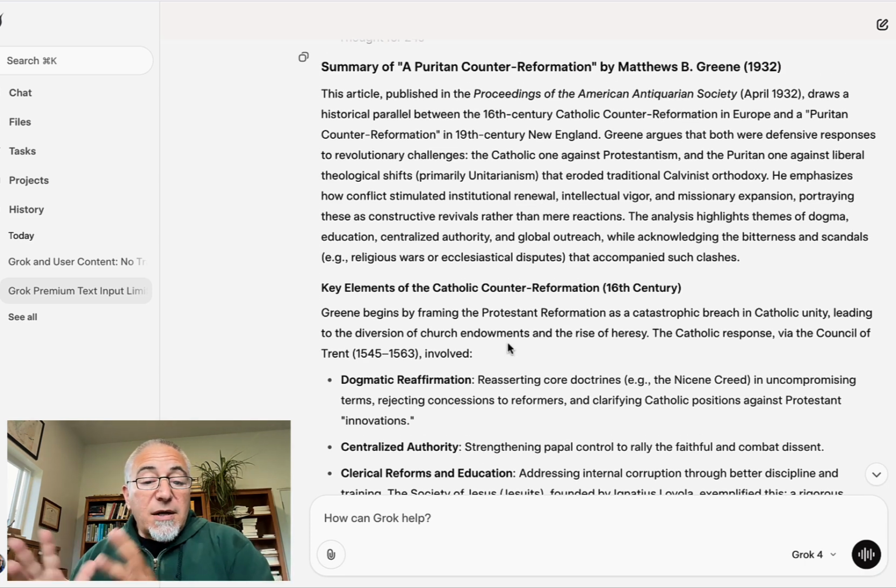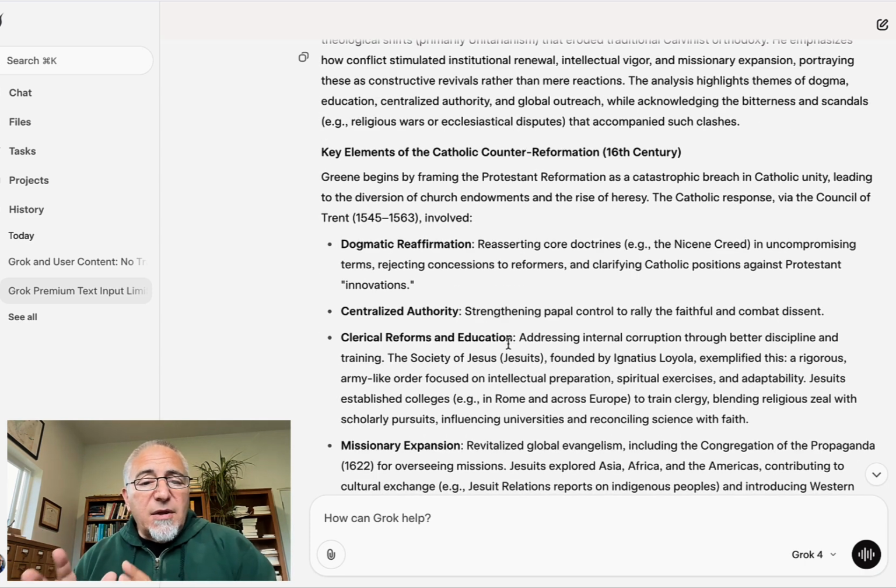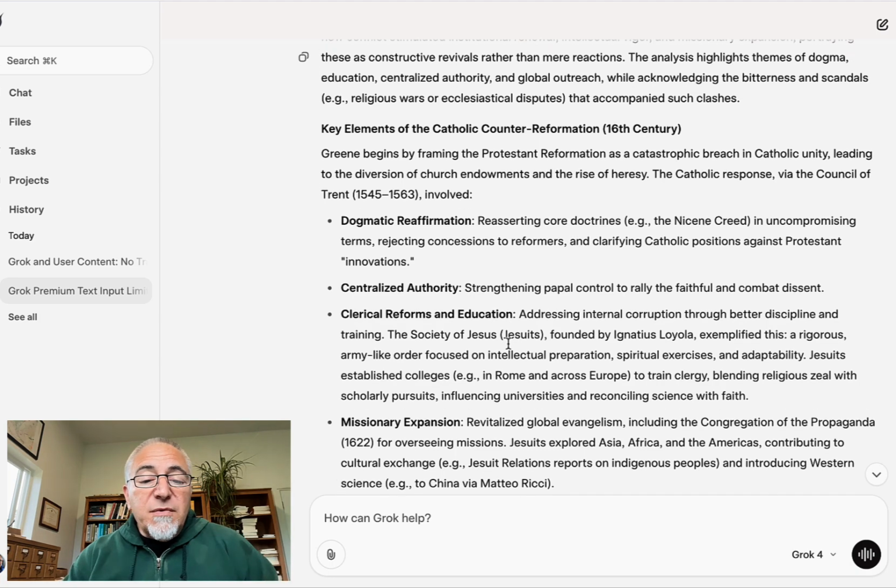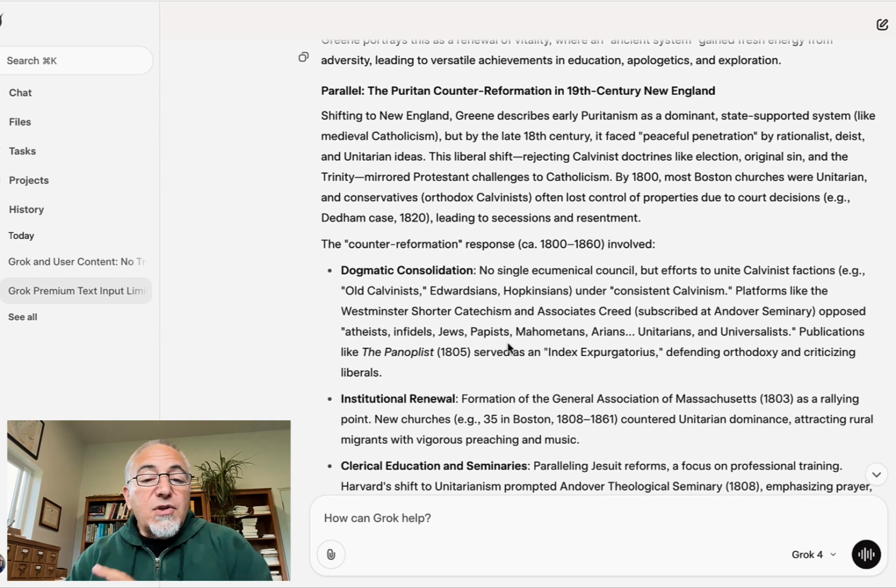It talked about the comparison that the author Green made between the Catholic Counter-Reformation after the Protestant Reformation began in the early 1500s and this new Puritan Counter-Reformation that was responding to challenges like Unitarianism in New England. It didn't respond all the way to atheism or free thought, or what they called infidelity at the time.